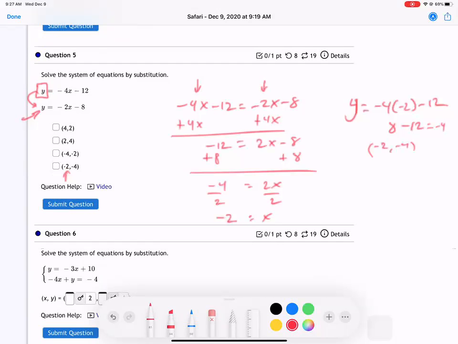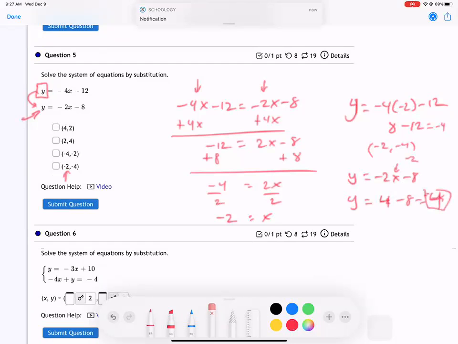Would this have worked for my second equation? Well, sure. We're saying these lines have a common solution. So if I plug in x is negative 2, y is equal to negative 2 times negative 2, which is positive 4. 4 minus 8 is negative 4. Yep, we've gotten the same answer regardless of which equation you plug it in. And that's one of our points: you can get the same solution regardless of which equation you plug into.